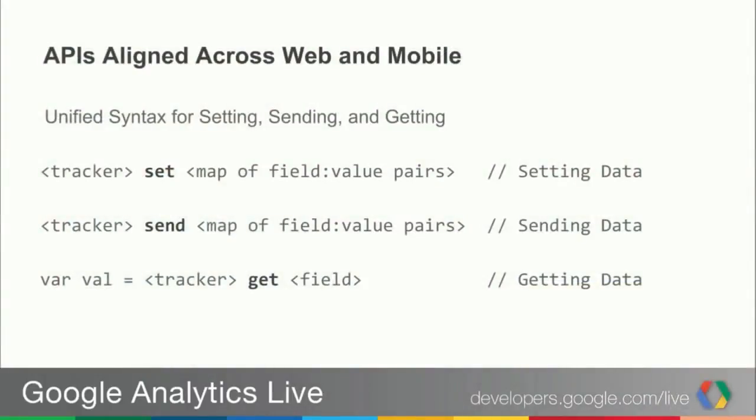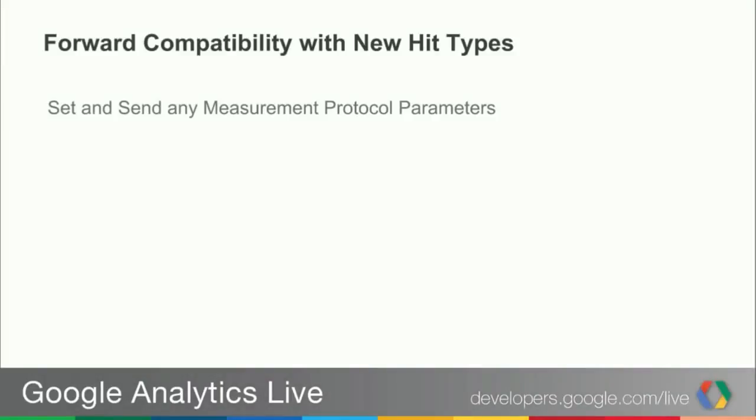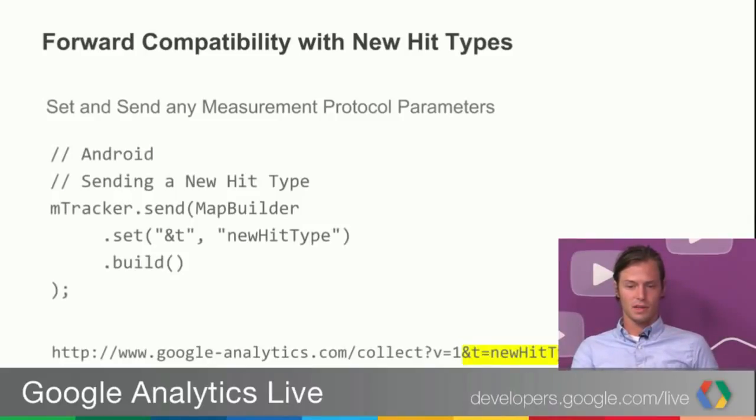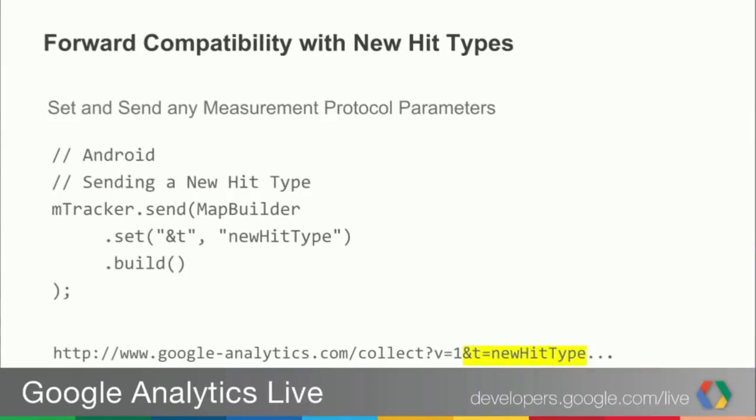Yeah. Cool, and I think we'll see a bunch of examples of this later as we walk through some of the later slides. And also really quickly, I wanted to touch on the forward compatibility with new hit types. So how does the v3 SDK actually enable this kind of forward compatibility? So the way it enables it is it basically lets you pass in any parameter name and any parameter value through the set or send methods.